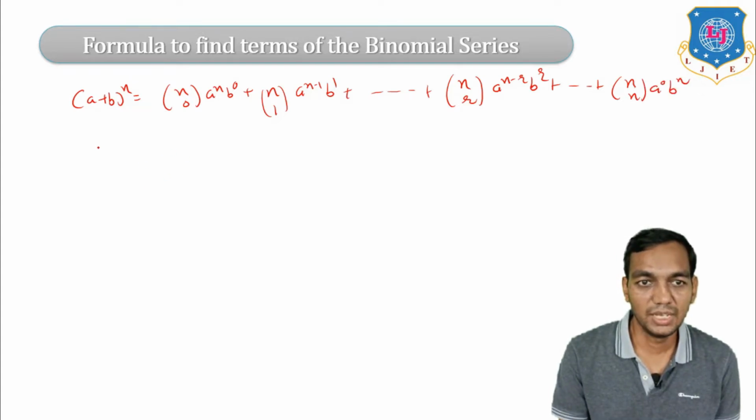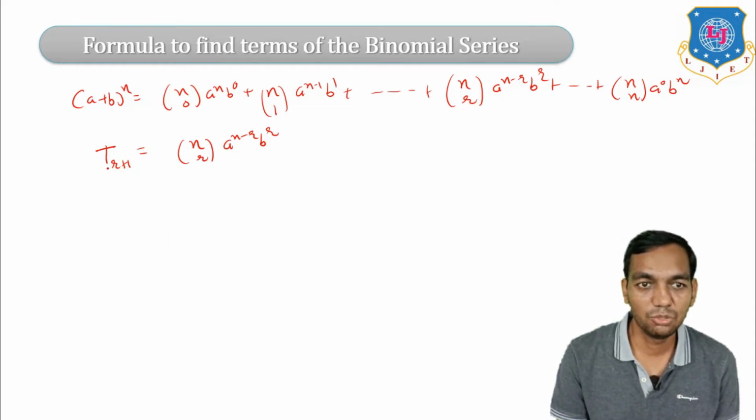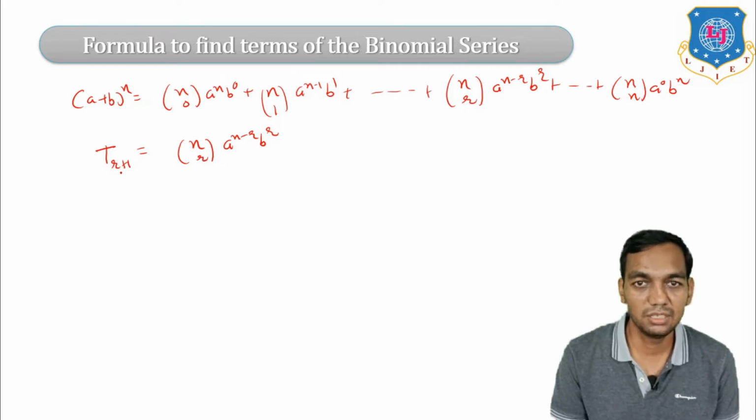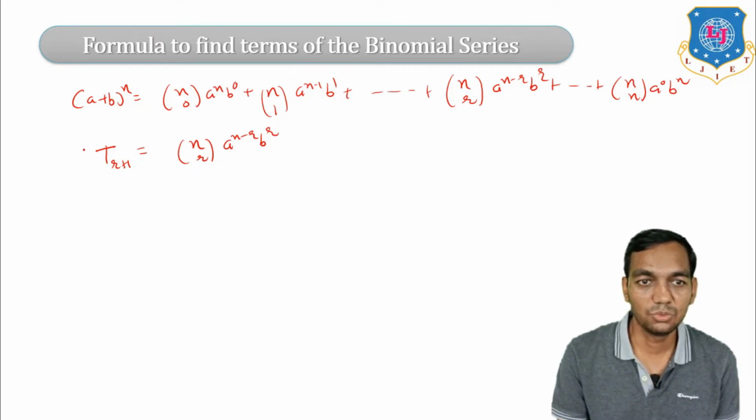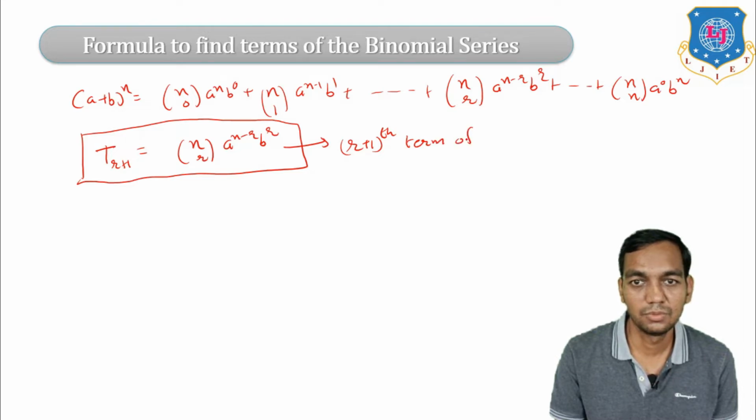Correct? So as we have discussed, here the (r+1)th term is going to be nCr aⁿ⁻ʳbʳ. Okay? So if you have to suppose find the second term, then here you have to put r equal to 1. If you have to find the third term, then you have to put r equal to 2. So this one is the formula of the (r+1)th term of the binomial expansion.